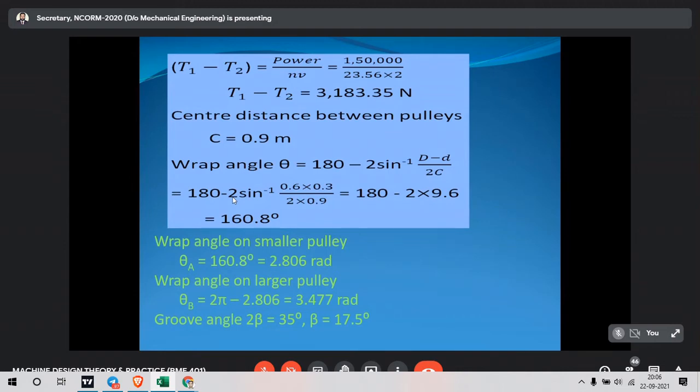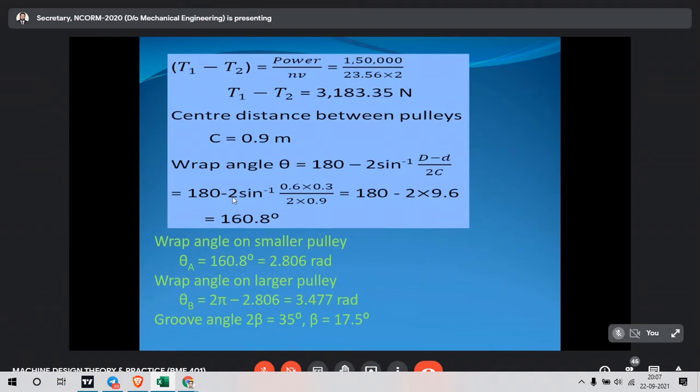Center distance is taken as 0.9 meter. So wrap angle you can calculate: 180 minus 2 sine inverse of (D minus d) upon 2C. Yesterday we discussed this formula. So wrap angle you will be able to get, and that is of course for the smaller pulley. आपने पहले निकाला था स्मॉलर पुली के लिए, फिर लार्जर पुली के लिए you subtract it from the 2 pi, you will get that value also, theta A and theta B.